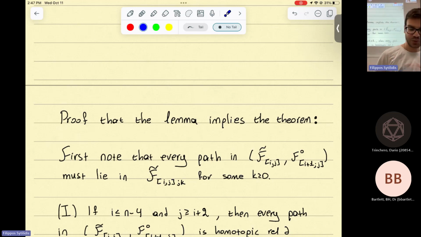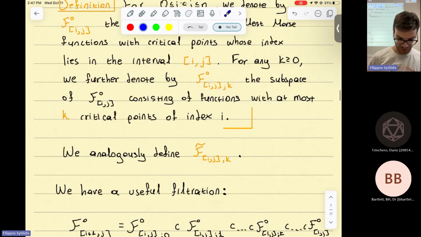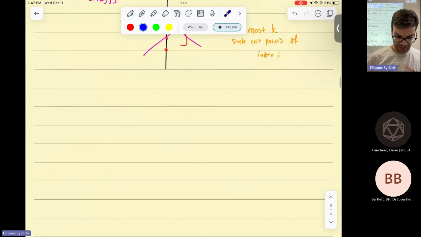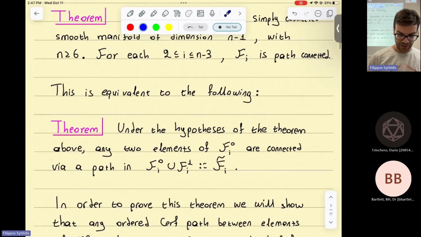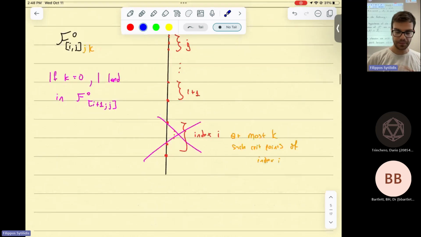Okay, I should remind you what the theorem says. The theorem is, where's the theorem? The theorem is this theorem, that any two elements of F_{i,0} are connected via a path in F tilde. That's the theorem. I'm going to show how the lemma implies the theorem. Is it clear?